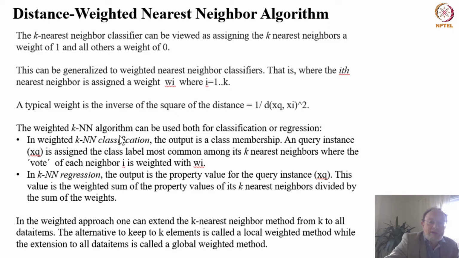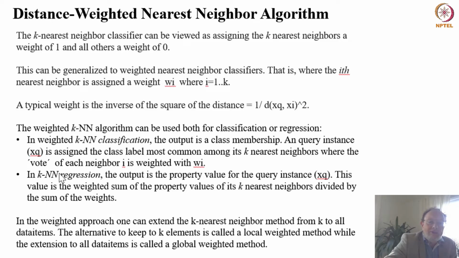So we have the classification version, where the output is a class membership. What happens is that the query instance is assigned the class label most common among its k nearest neighbors, but where the vote of each neighbor is weighted with wi. So it's not an equal vote, it's a weighted vote.